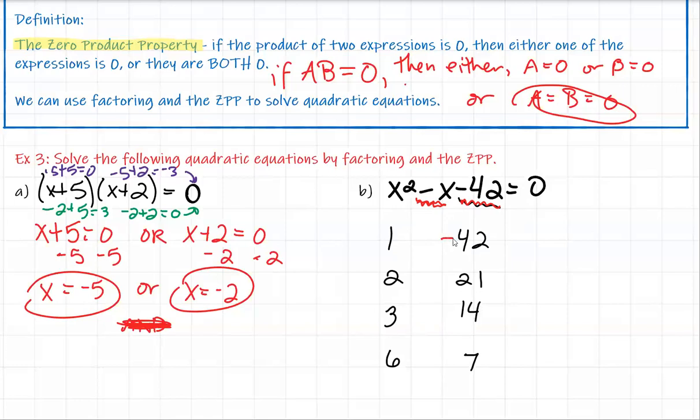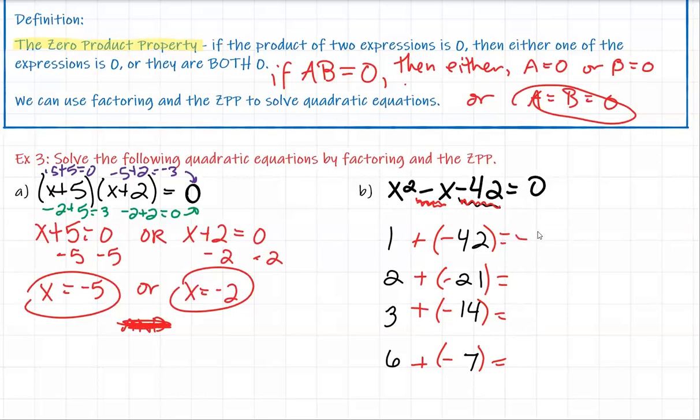So -42, -21, -14, -7. Which one of these, when I add them together, is going to give me -1? You probably know, but it's okay to check them all. We don't have to, not everybody has... I'm bad at mental math. So sometimes I need a calculator. If you need a calculator to do some of this, or if you need to write this down and do it by hand, then so be it, right? You don't have to do this in your head.